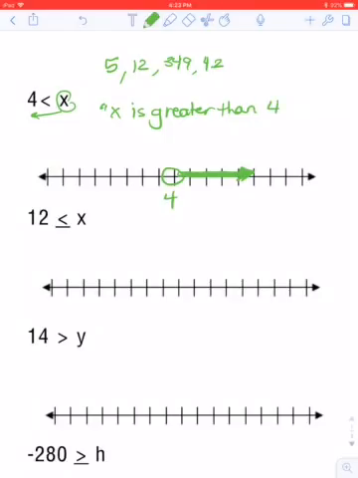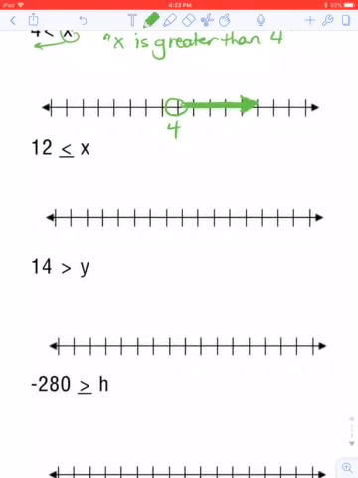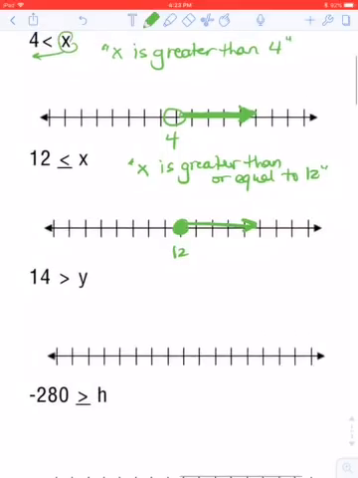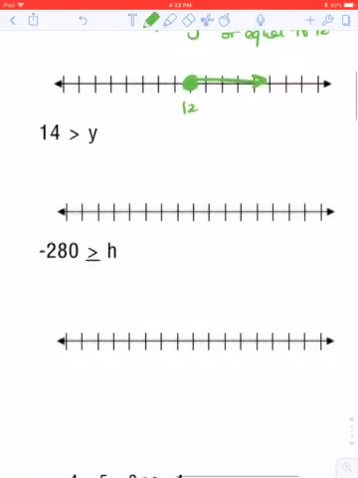When you read it that way, it makes sense why you shade to the right. Okay? So again, on this next one, x is greater than or equal to 12. When you read it that way and you mark your 12 with your closed circle, it makes sense that you would go to the right because x is greater than or equal to that 12.